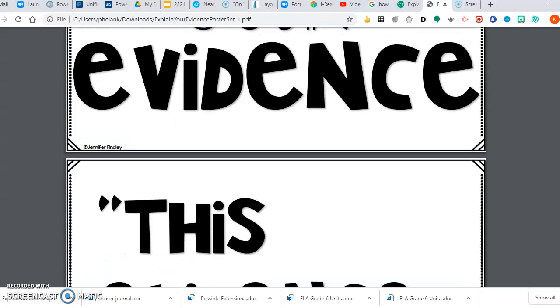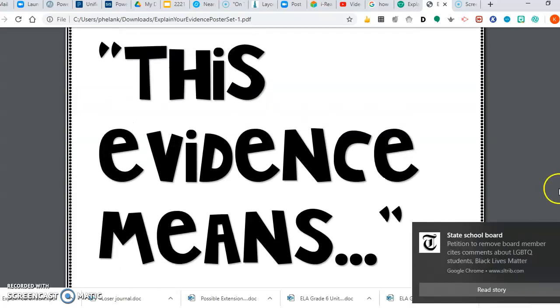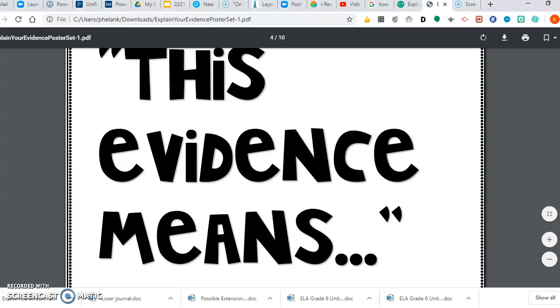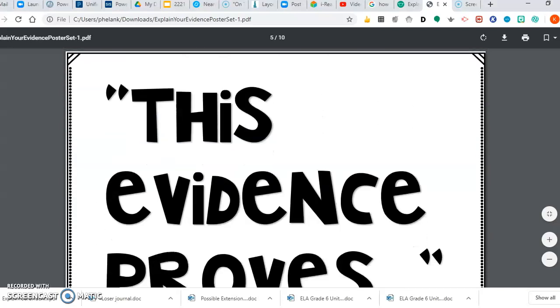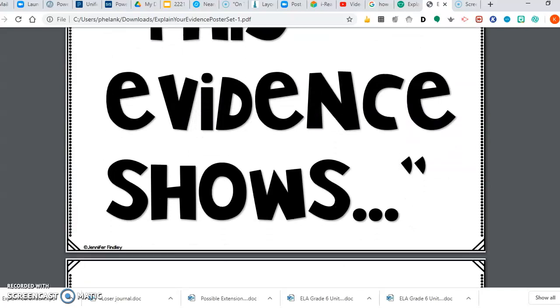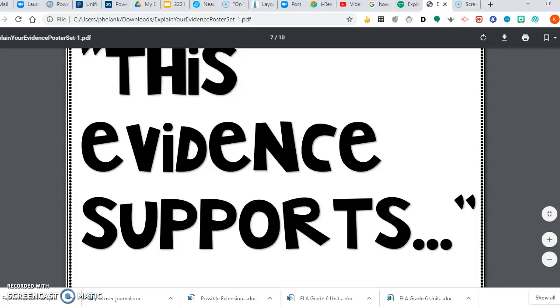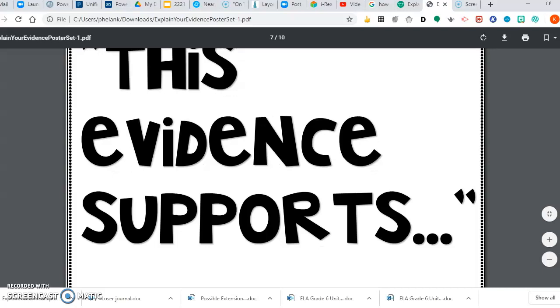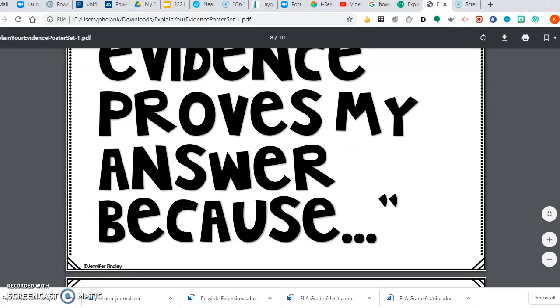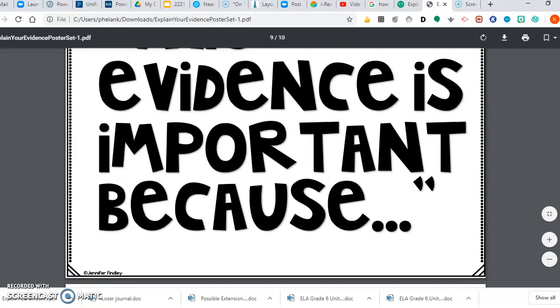So there are some sentence starters that you guys can use. Okay, you can use the sentence starter, this evidence means, okay, this evidence proves, this evidence shows, this evidence supports. Okay, so this evidence supports my theory or my thought that blank. Okay, you can go on, this evidence proves my answer or proves my point because, this evidence is important because.